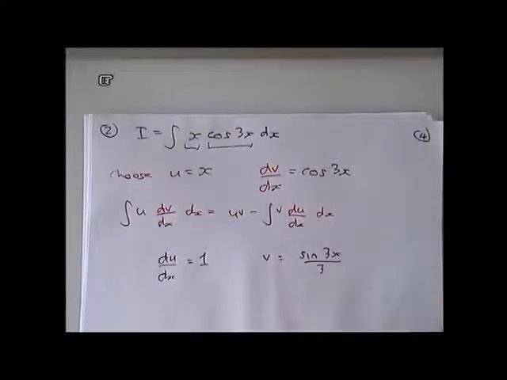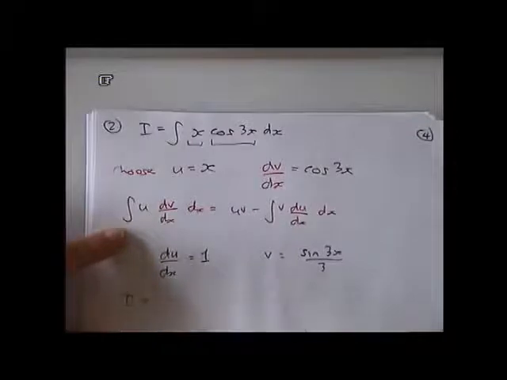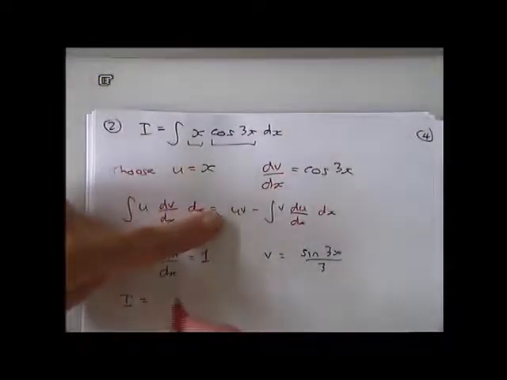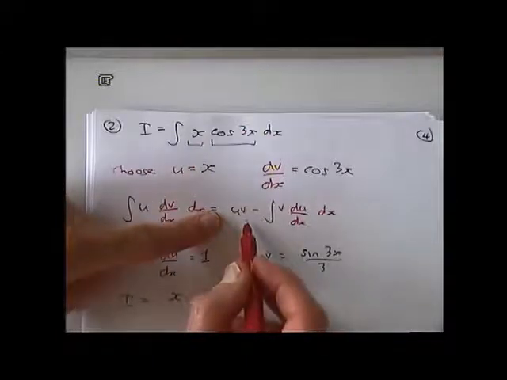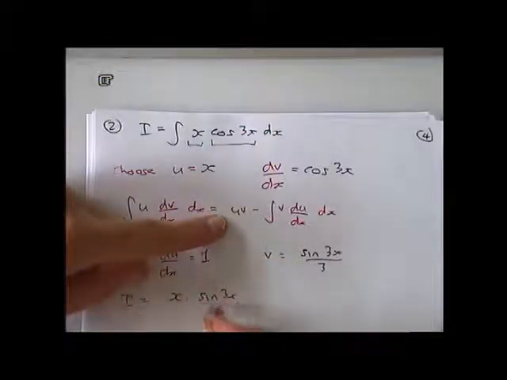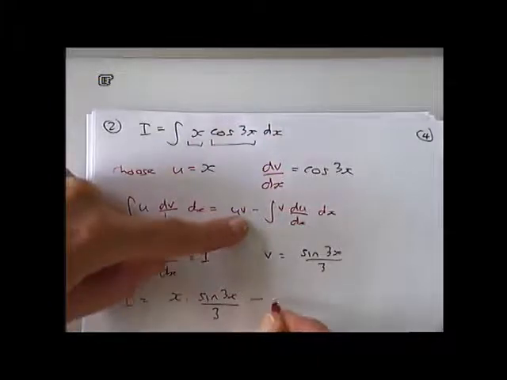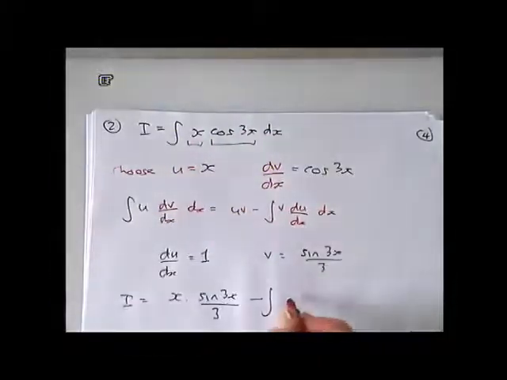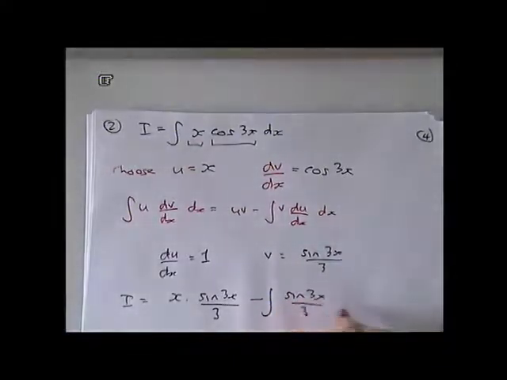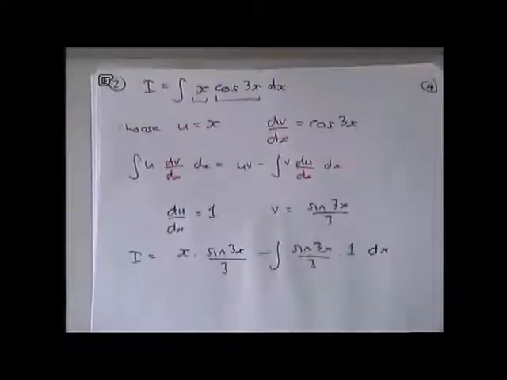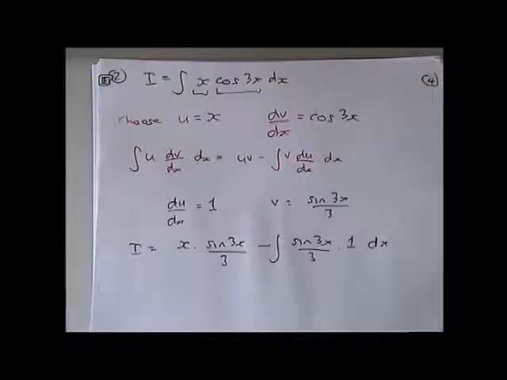Then, here's the red box rule. To get my integration, it's just a case of substituting in. So I need to put down what u is and times it by v. Then I need to take away the integral of v times du dx, and write my dx down. That's my substitution line. Were you happy with that at that point?